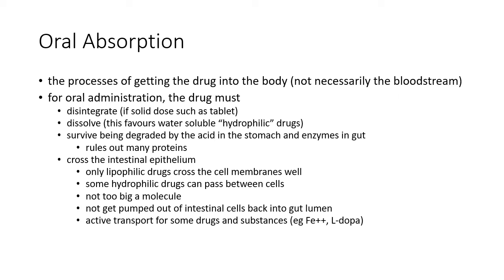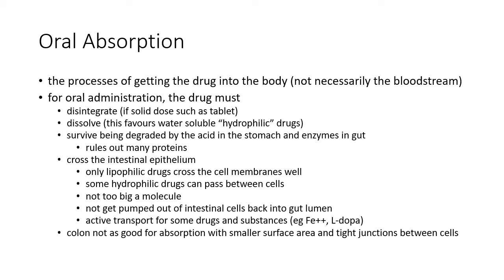It has to not get pumped out of the intestinal cells back into the gut lumen. Sometimes there's active transport for some drugs and substances, such as iron and L-DOPA, which helps it cross the intestinal epithelium. And finally, the colon is not as good at absorption because it has a smaller surface area and has tight junctions between cells. So hopefully, as you can appreciate, the actual process of absorbing drugs is a bit complicated, and so not every drug, in fact, gets absorbed very readily.